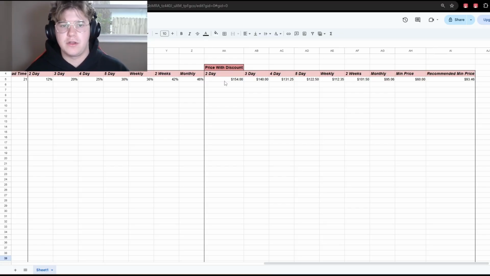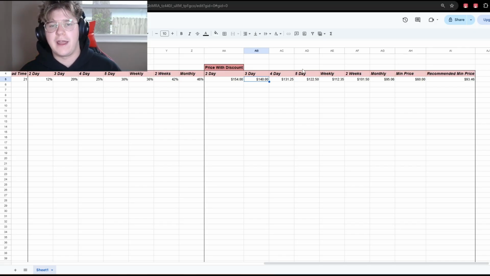So for 1 day, people will probably pay a premium. For 2 days, people will probably still pay a little bit of a premium. We're still discounting the base price, but it's going to be larger than what our perfect stay is, because we're really looking to get a 3-day stay. Every stay after 3 days, 4-day, 5-day, weekly, 2 weeks, monthly, we're happy with. We're like, okay, this is cool.